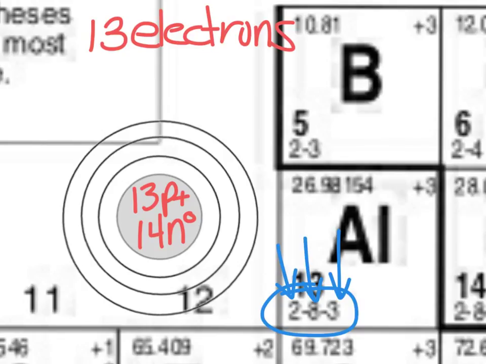So we have 3 orbits drawn, or 3 principal energy levels drawn, and what we're going to do is we're going to draw the electrons. I'm going to make them green, and we're going to place 2 electrons on the first energy level, and we're going to place 8 electrons on the second energy level, and we're going to place 3 electrons on the third energy level. And we have now completed our first Bohr diagram.